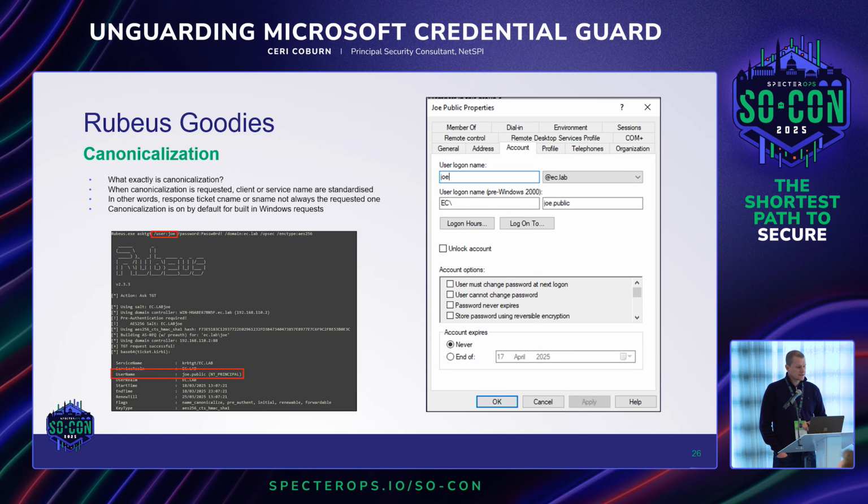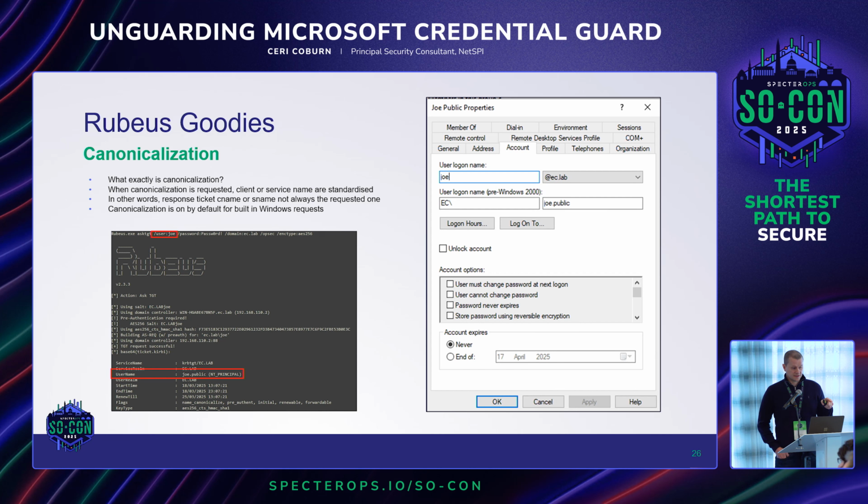So what exactly is canonicalization then? Canonicalization is basically the normalization of a username or service name that comes back in the ticket. If you look at the graphic on the right here, we've got Joe Public. His user logon name, the UPN of his account, is just joe@ec.lab, but his NT login is Joe.public. So if you've got canonicalization on, what you'll typically get is the NT version of his username back within the ticket. Apologies if you are at the back, it's probably a little blurry.